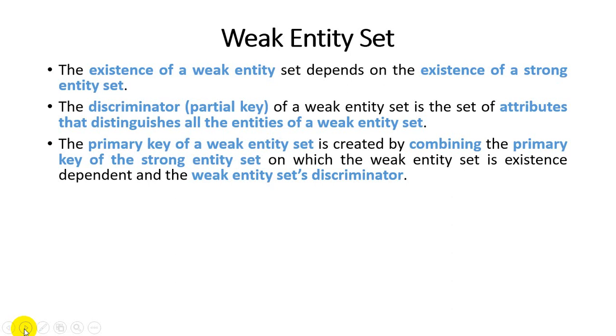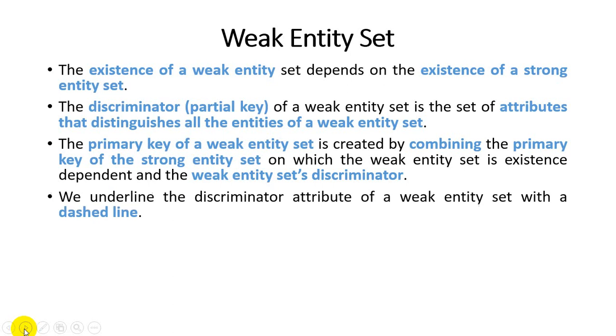Means if an entity has a primary key, we can easily find unique records. But in a weak entity, there is no primary key available. That's why it is known as a weak entity. But in a weak entity, we need to find unique records, so we can take a combination of attributes. With the help of a combination of attributes, we can easily find unique records. We underline the discriminator attributes of a weak entity set with a dashed line.